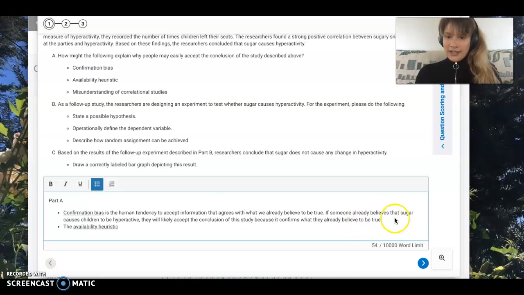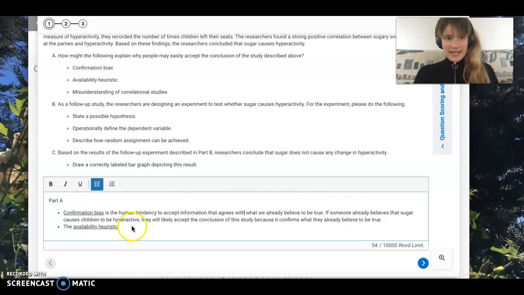If someone already believes that sugar causes children to be hyperactive, they will likely accept the conclusion of this study because it confirms what they already believe to be true. I think we've all had experiences like this where we look at some article or scientific study and we're like, oh yeah, I totally agree with that. The reason being it matches what we already believed previously, not necessarily because we've critically thought about the results of the study or the argument of the article.